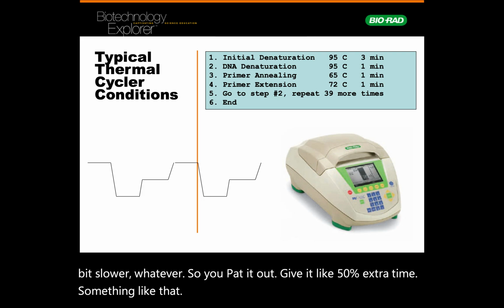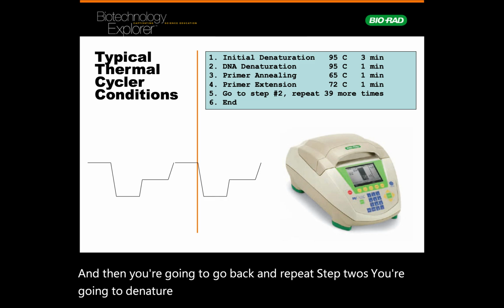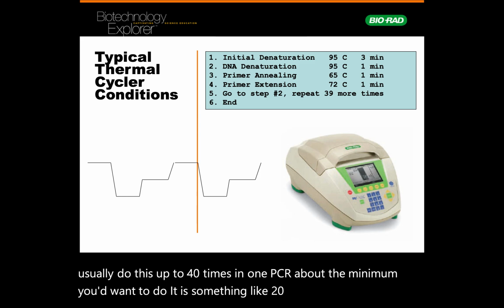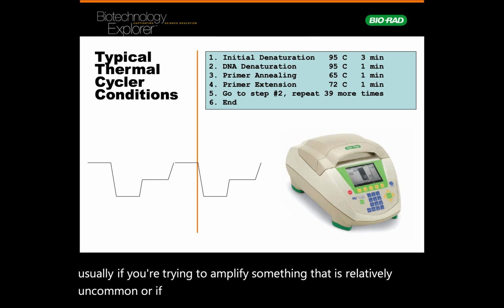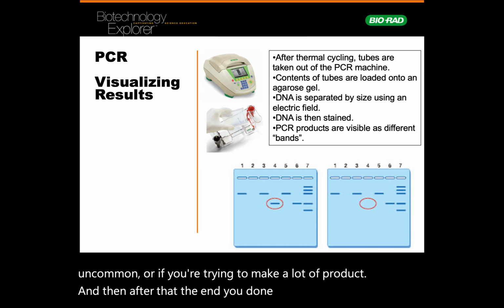And then you're going to go back and repeat step 2. So you're going to denature, anneal, extend. Denature, anneal, extend. You'll usually do this up to 40 times in one PCR. About the minimum you'd want to do is something like 25 times, but 40 times is usually if you're trying to amplify something that is relatively uncommon, or if you're trying to make a lot of product. And then after that, you end. You're done.